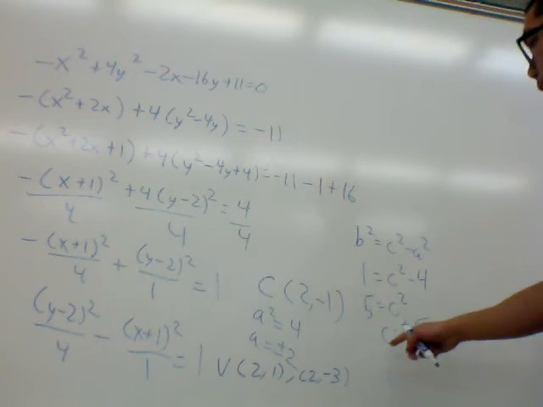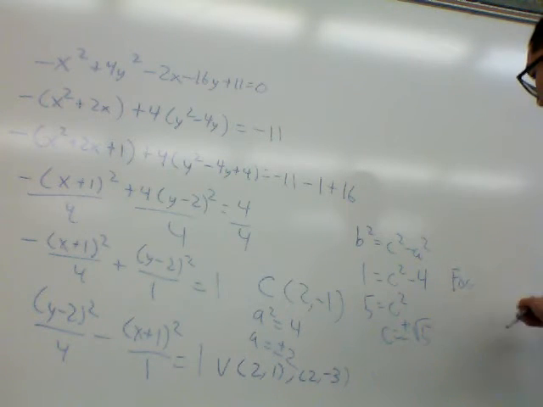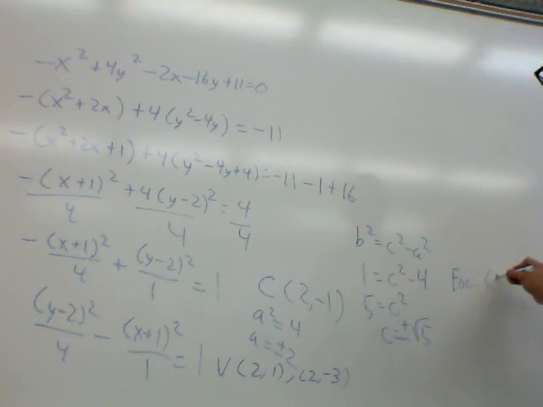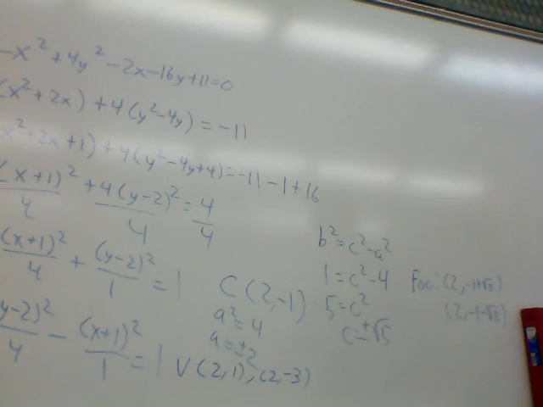Okay. And then my foci are going to be at negative 1, 2 plus root 5, and negative 1, 2 minus root 5. Okay. So that is how you analyze this equation.